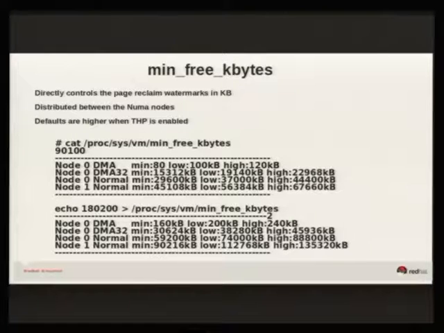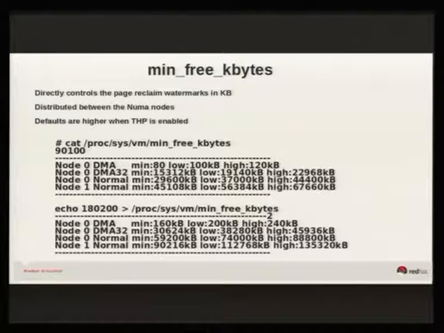So basically half of it is on node 1, and the other half is distributed between the 3 node zones of node 0. And then the distance between min and low and high scales up accordingly as you increase this. So if I went in here and doubled it, you can see these values doubled, as did the distances between the watermarks. So in some of these TuneD profiles, you'll see it will be set.